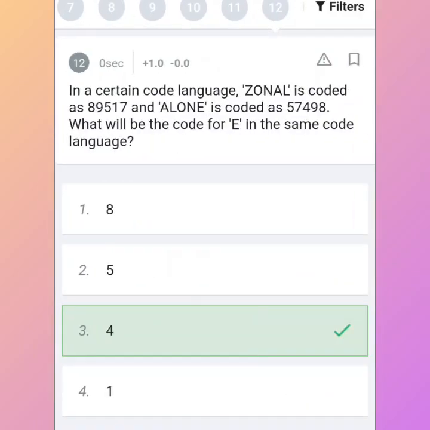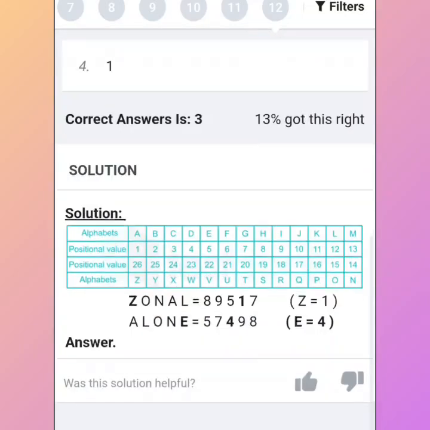In a certain code language, zonal is coded as 895179 and alone is coded as 57498. What will be the code for E in the same code language? Option third, 4 is correct.